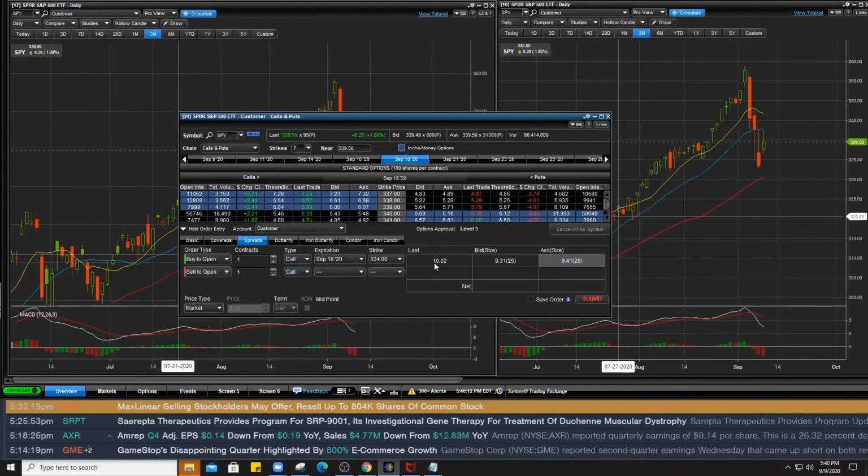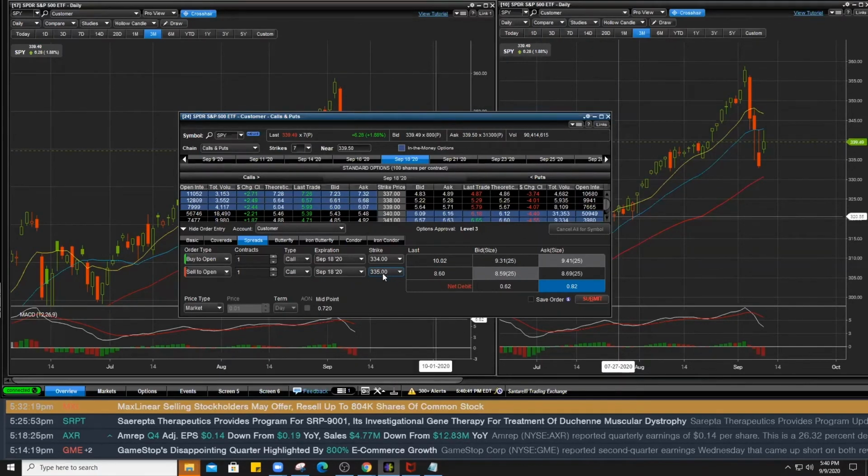Now, to reduce that cost, what we're doing is creating a vertical spread. So now we're saying, hey, we own SPY at 334. Who wants to buy it from us at 345? And then you'll see what comes up there. September 18th, sell to open. Oh, that's 345. I was looking, I'm like, what? That looks way off there. So there we go. That's more like it.